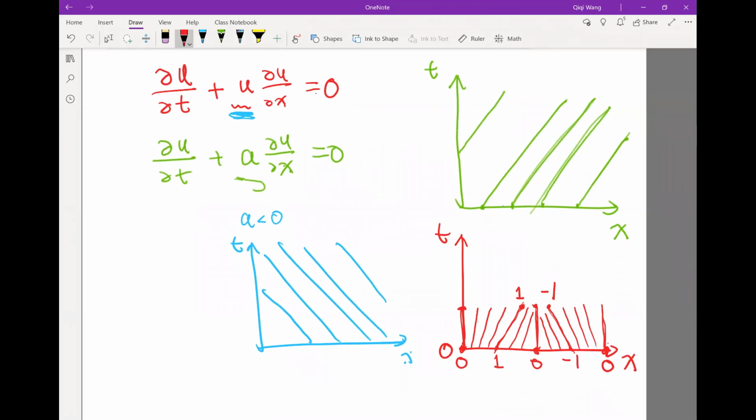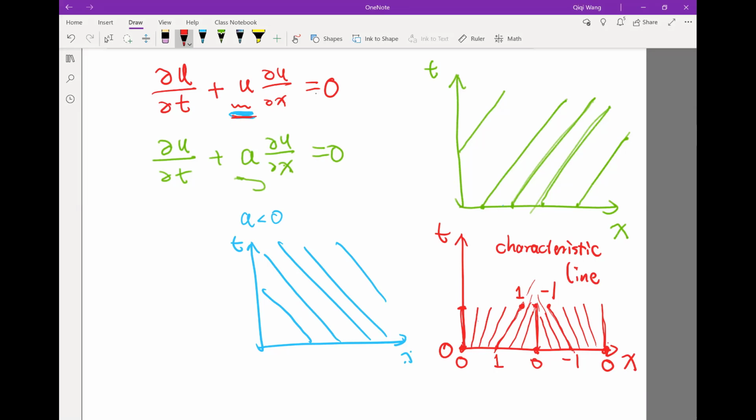Okay, so now you can see several things, right? So one is that the lines on the contour are going to be something we call characteristics, right? The lines are going to be called the characteristic lines. One thing we can see is that these lines would follow a slope that actually depends on the solution u.